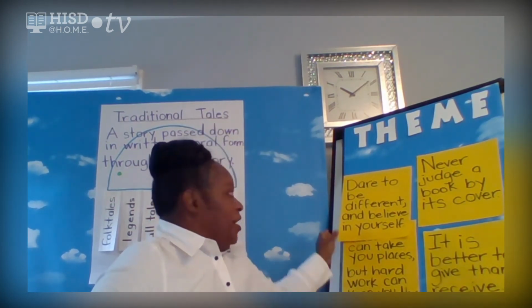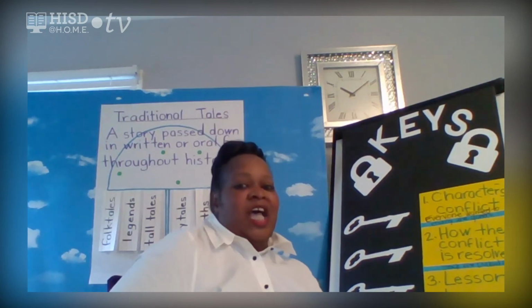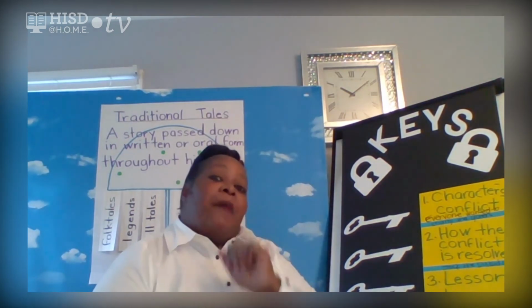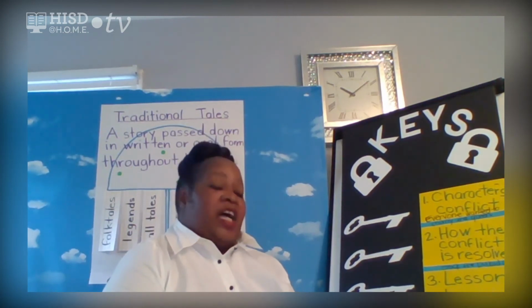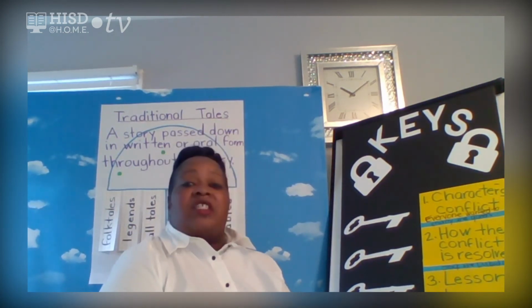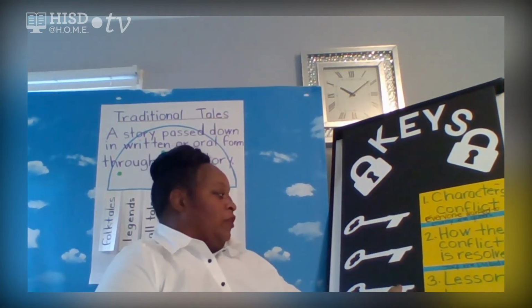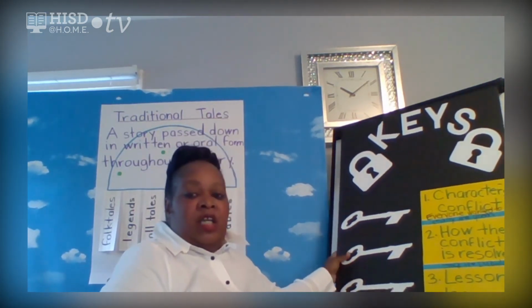Here's your exit ticket for today. As we remember the keys to unlocking traditional tales, I want you to grab a book, any fiction book, any traditional tale that you can find. Ask yourself, what's the character's conflict? How the conflict was resolved? And lesson learned by the character. Then when you take these 3 keys, you determine the theme or the lesson of the story.